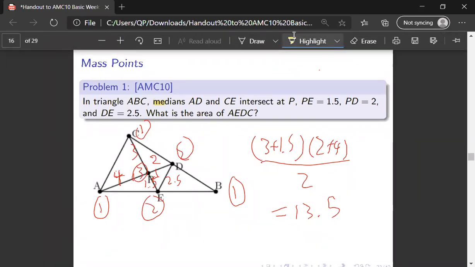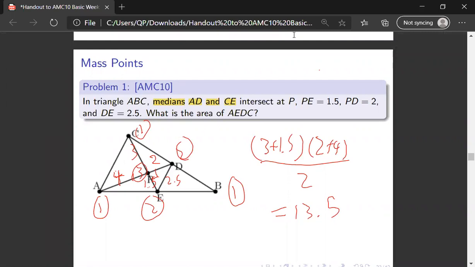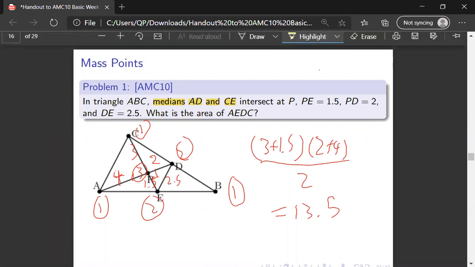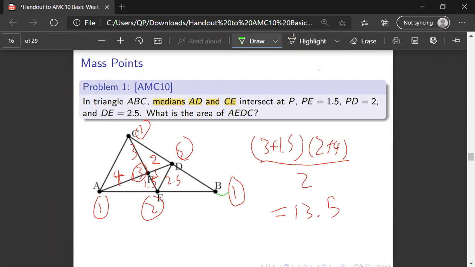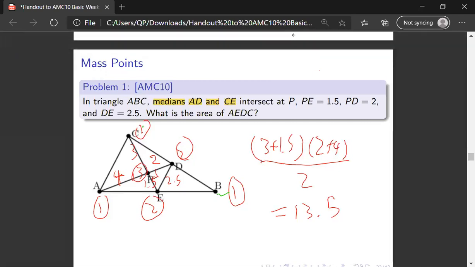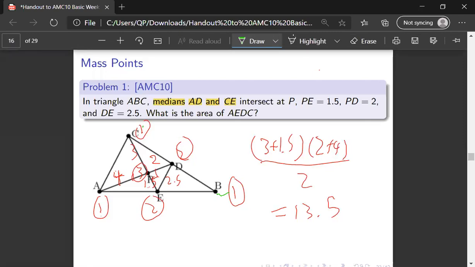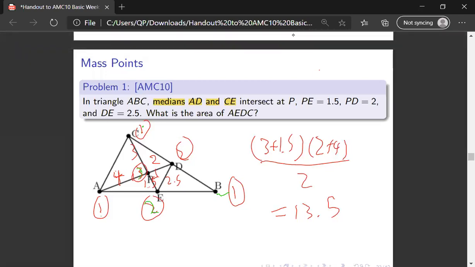So first of all, you know that the first sentence, you have that AD and CE are medians. And so BD equals DC and BE equals AE. And so you can assign a mass of 1 to point B, like shown here. And then from there, because D is a midpoint, C is also 1, and D has mass 2. And similarly on AB, point A has mass 1, and point E has mass 2. And the intersection of AD and CE, P, has mass 3.